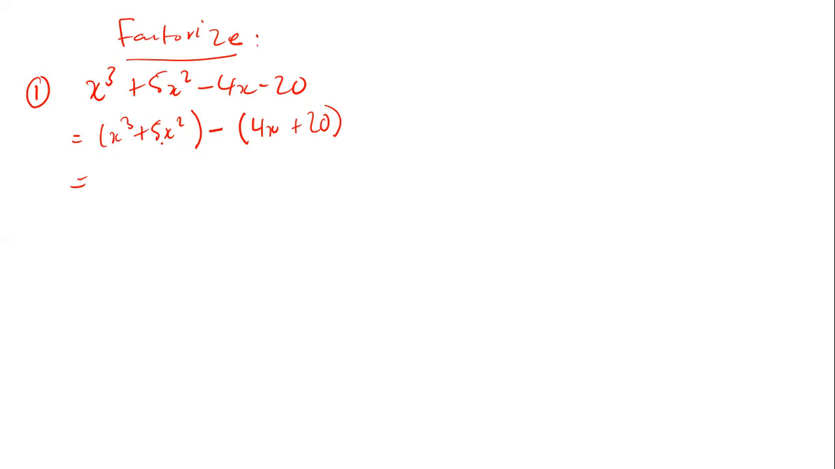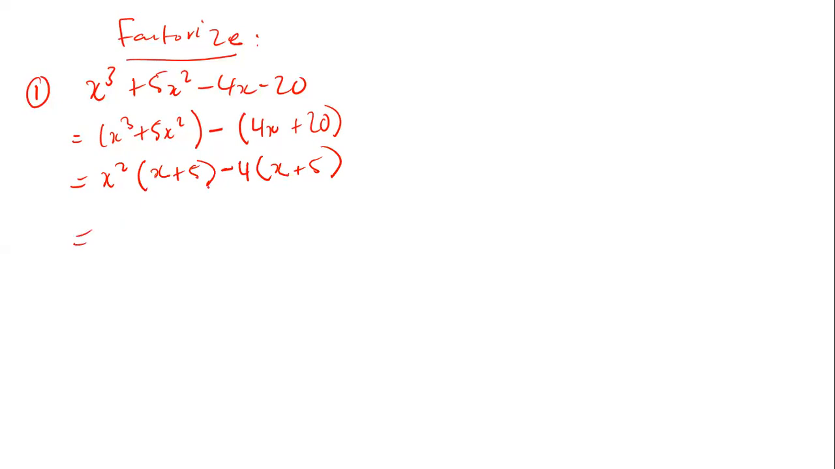Now, what is the common factor in this? It's x squared. So that means I'm going to take x to the power of 2 out of the bracket. And then here I'm left with x, and then here I'm left with 5. And therefore, here I'm going to take 4 as a common factor. Remember, I have a negative over there. I take 4 out as a common factor, and then here I'm left with x, and 4 goes how many times into 20? It goes 5 times. Now, this bracket corresponds with this bracket.